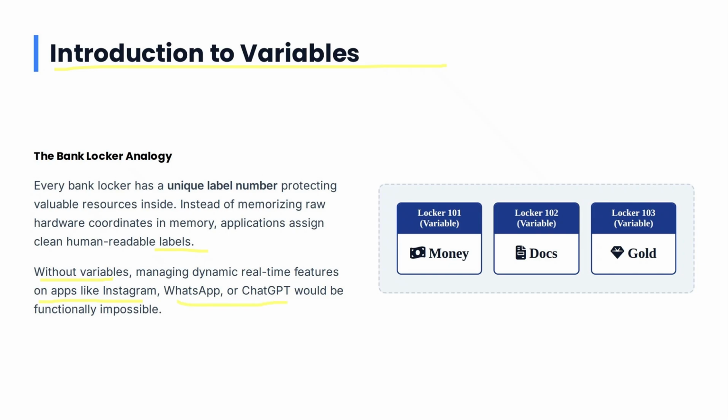So we already learned what variables are and how they are stored. It's simple: if variables didn't exist, we couldn't do anything. Actually, without variables, programming is functionally impossible. Here are some of the examples given: locker one, money, variable, and so on.